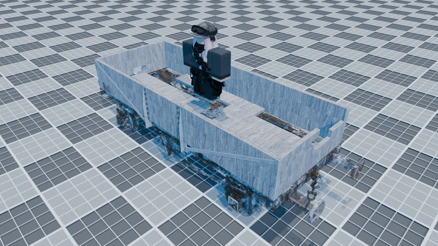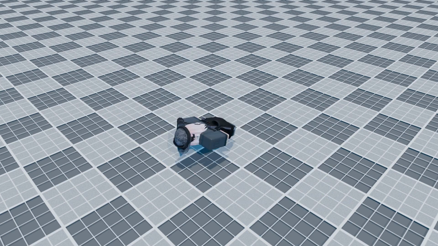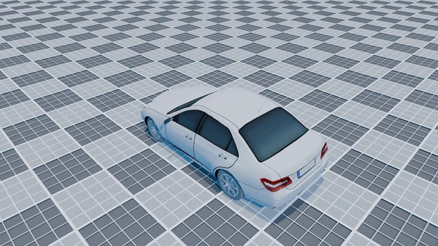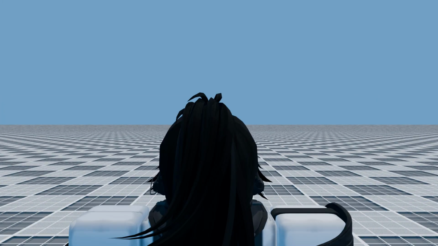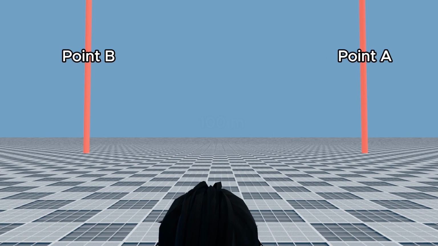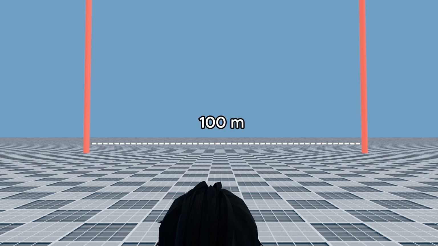For this example, Observer 2 will be the one in motion. We've replaced the railway car with a real car, but the process remains the same. Observer 1 will be our stationary observer on the ground. We'll mark 2 points around 100 meters apart. Observer 1 measures the distance between these points as the full 100 meters.